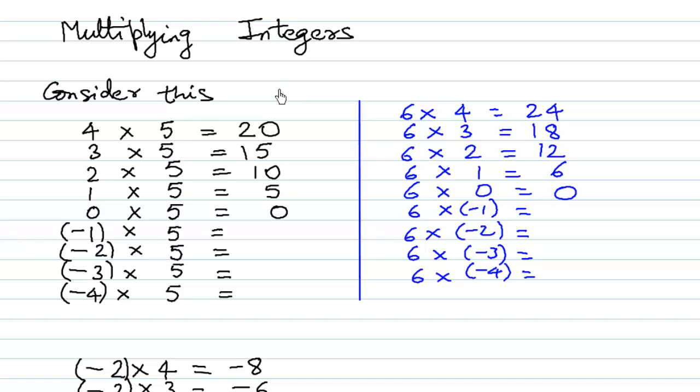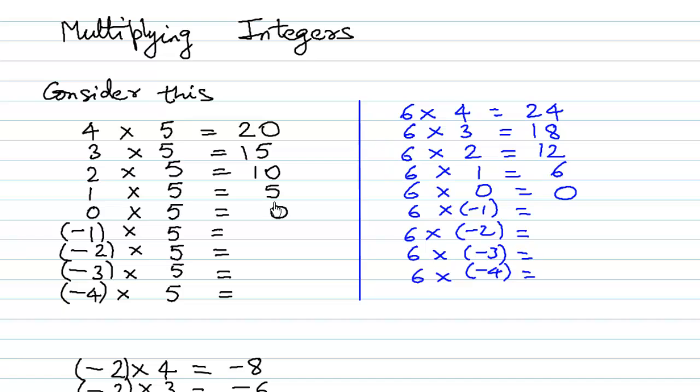So now let us learn how to multiply integers. Consider this. 4 fives are 20, 3 fives are 15, 2 fives are 10, 1 five is 5, and 0 fives are 0. Here all these numbers are 5, and over here the numbers are decreasing by 1. So 4 becomes 3, 3 becomes 2, 2 becomes 1, 1 becomes 0. And over here the answer decreases by 5. So 20 becomes 15, 15 becomes 10, 10 becomes 5, 5 becomes 0.